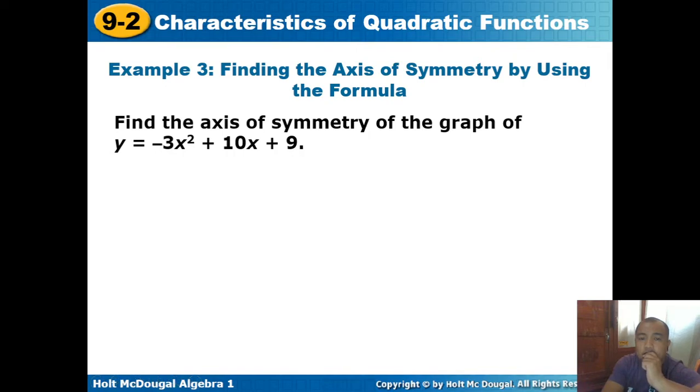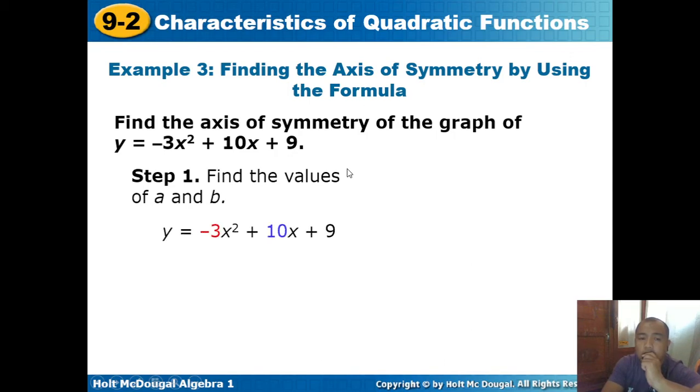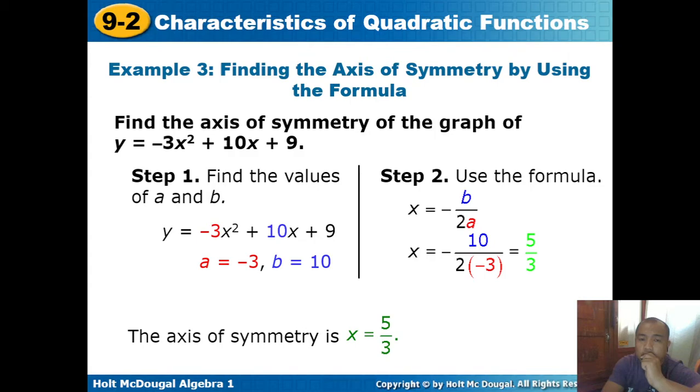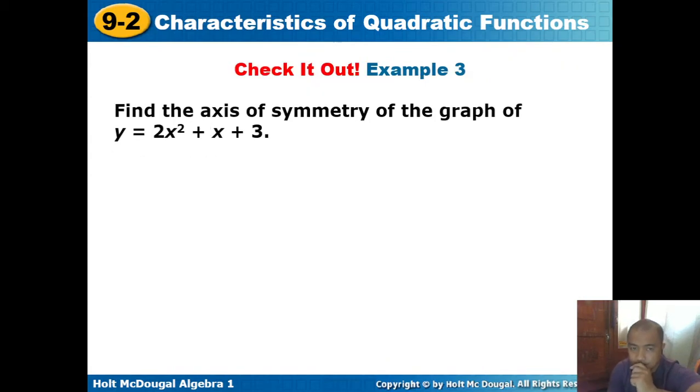Find the axis of symmetry of the graph y equals negative 3x squared plus 10x plus 9. Step 1, find the values of a and b. a is negative 3, b is 10. Step 2, use the formula x equals negative b over 2a to find the axis of symmetry. The answer is negative 10 over negative 6, which is positive 5/3. The axis of symmetry is x equals 5/3.